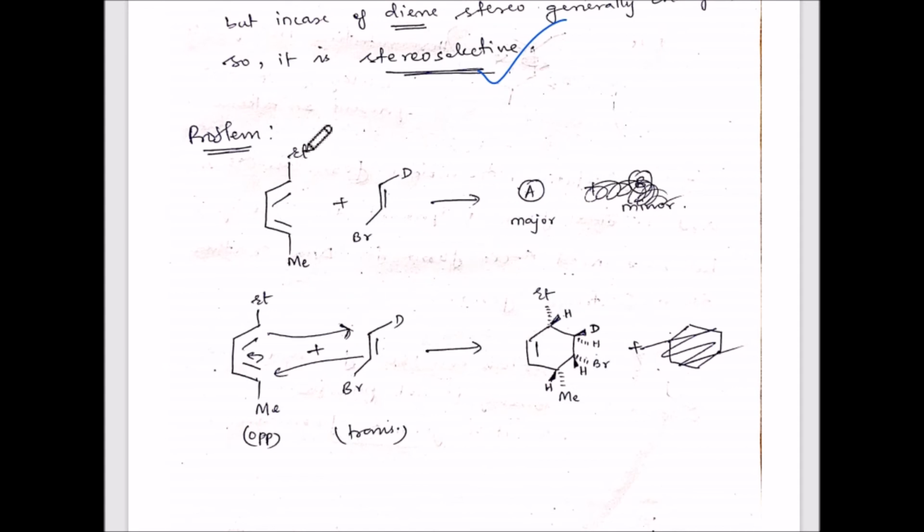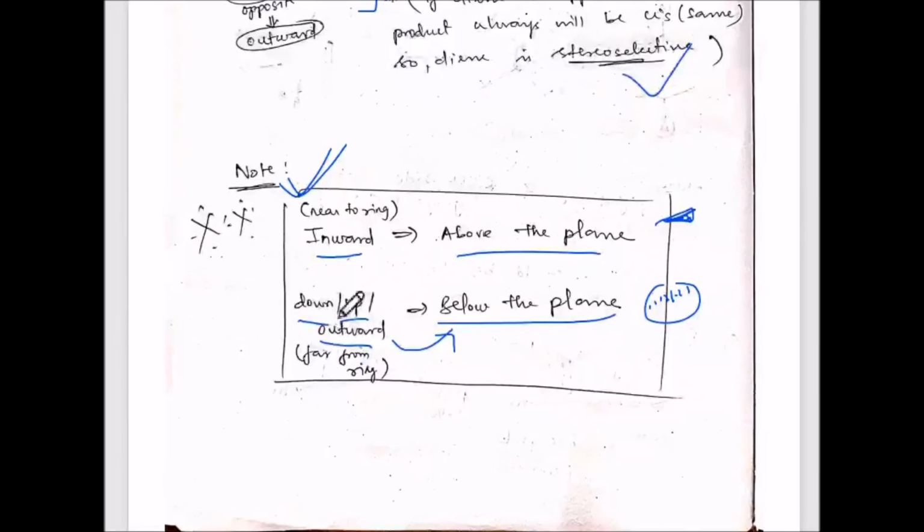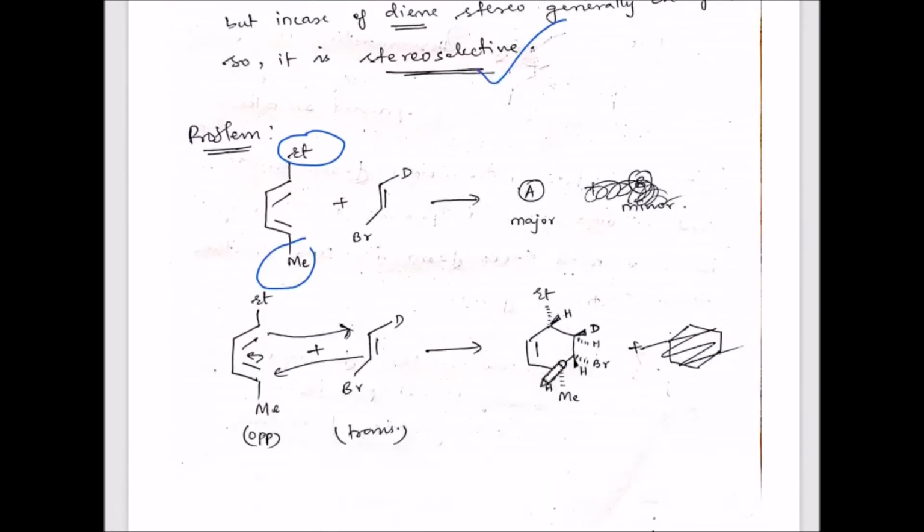So let's discuss a problem over here. You see here, this ethyl and this methyl, they are up and down, right? So up and down means you just put them below the plane. That's the criteria given here, right? So if it is up and down, you put below the plane. So you see the product. Up and down means in the product, they are below the plane.